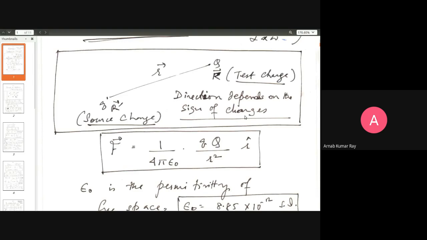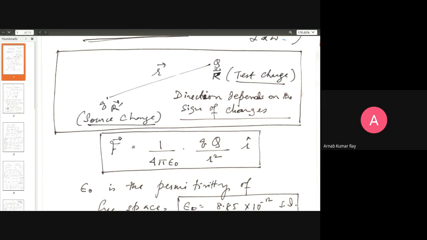And what is a test charge supposed to do? A test charge is supposed to test the presence or the strength of that electric field, right? Only a charge can feel an electric field, nothing else will be able to. For instance, charge neutral matter will not be able to feel an electric field. So to test whether the electric field has arisen due to the source charge or not, you need a test charge, right?